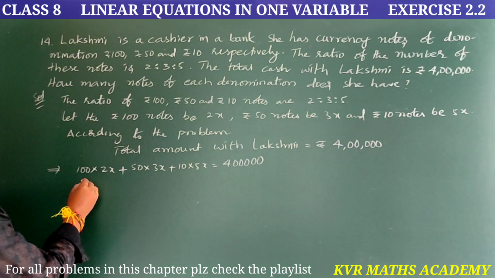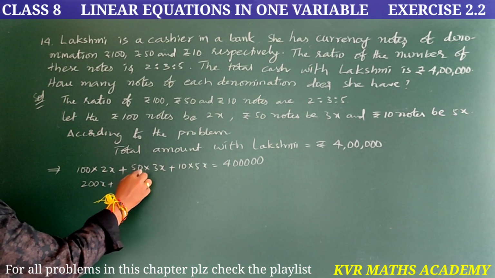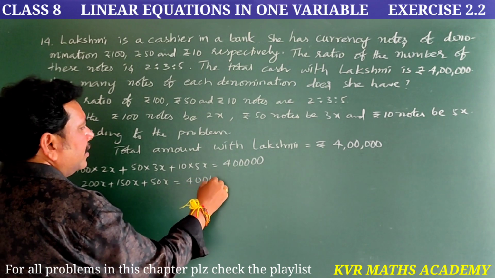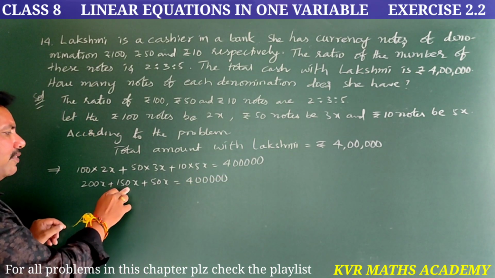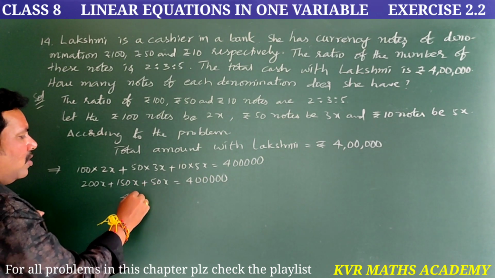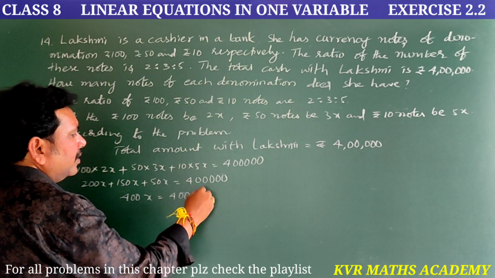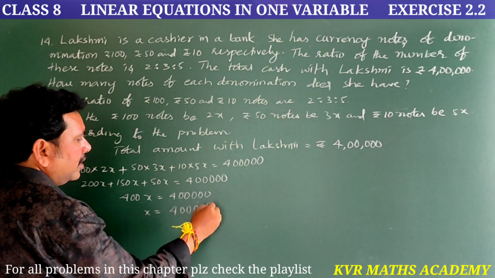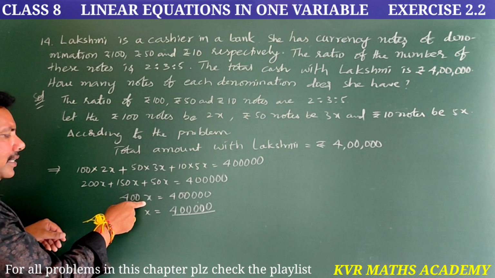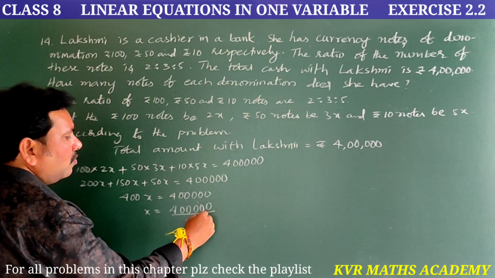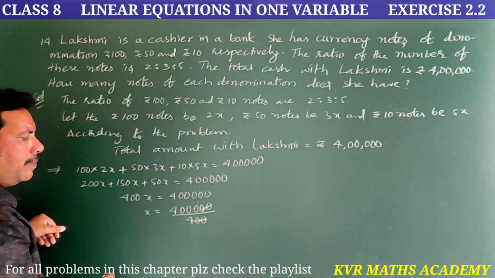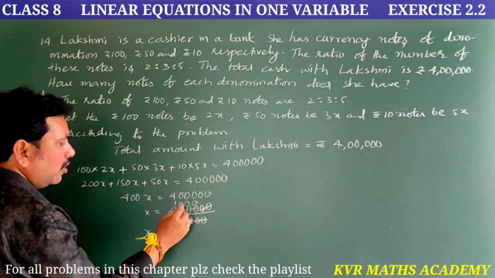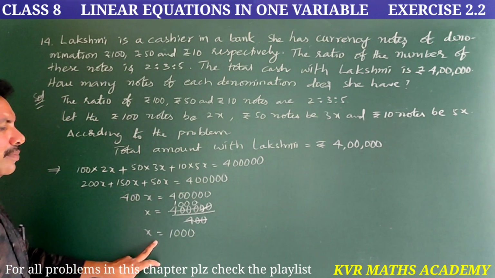So 100 into 2x means 200x, plus 50 into 3x is 150x, plus 10 into 5x is 50x, equal to 4 lakh. 200 plus 150 is 350, 350 plus 50 is 400x equal to 4 lakh. We have to find the value of x only. x is equal to 4 lakh by 400, because 400 is multiplying x, it will be divided on this side. Two zeros will be cancelled. 4 ones are 4, 0, 0, 0. So x is 1000.